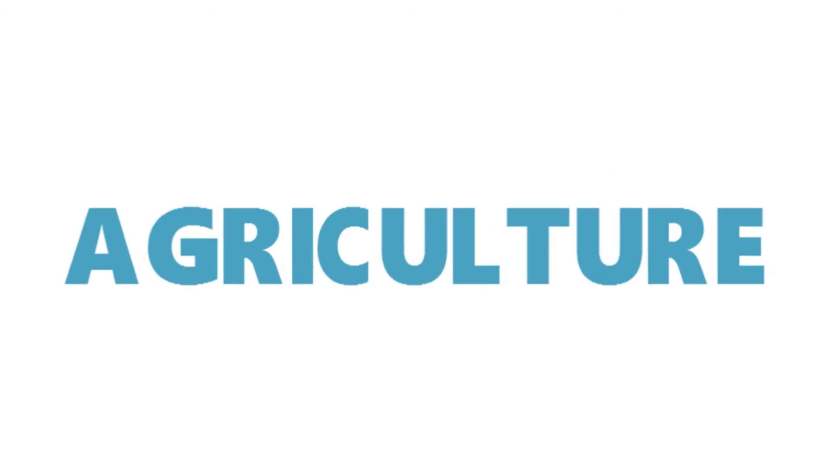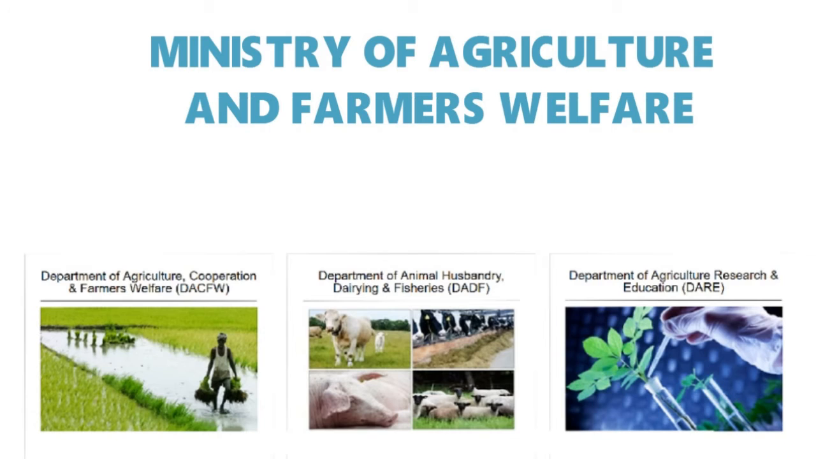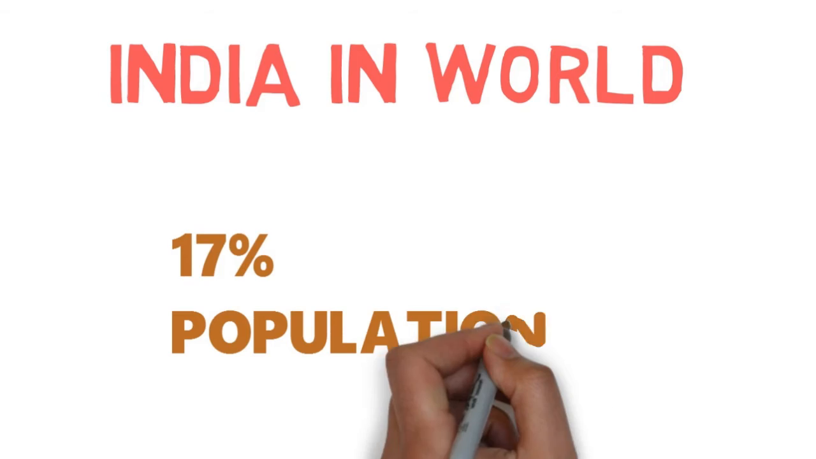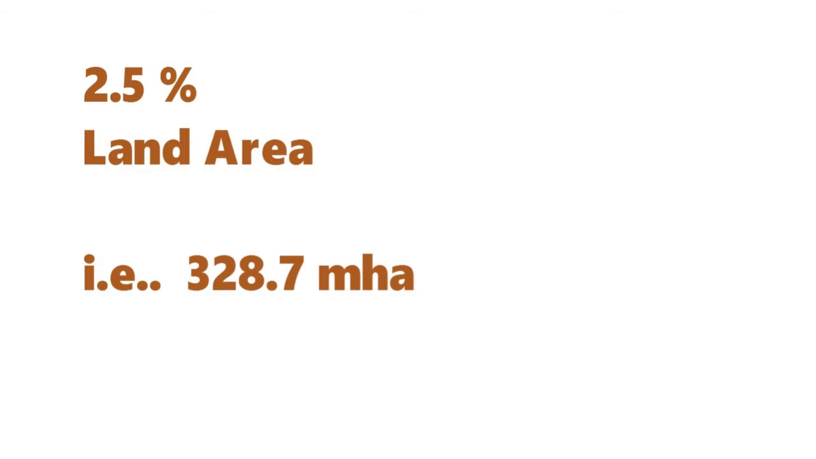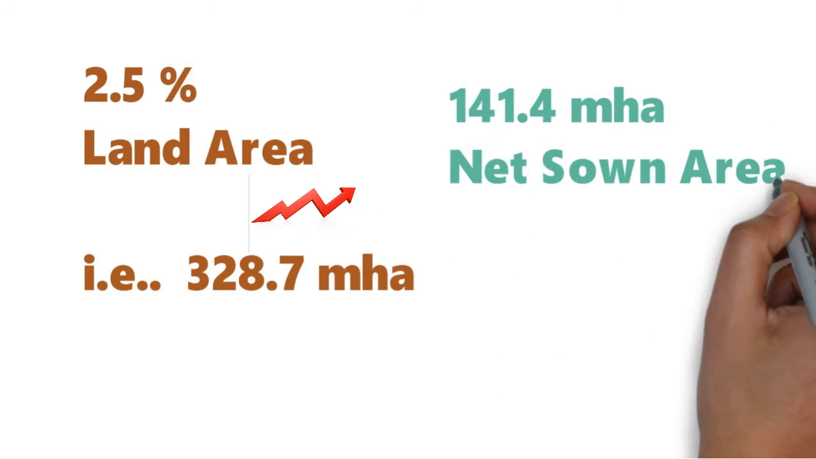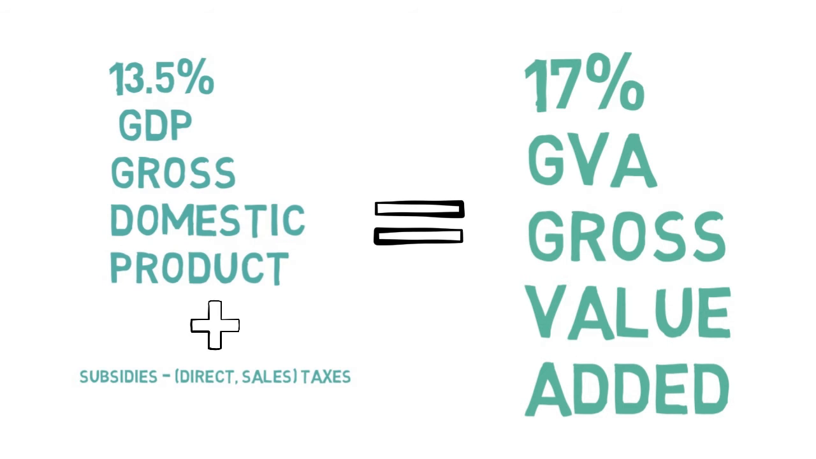Everything about agriculture in India is governed by the Ministry of Agriculture and Farmer Welfare under Dr. Radha Mohan Singh. The ministry has 3 departments under it. Now talking of India, with 17% of the world population and 4% of the world water resources, it has a meager 2.5% of land, and around 43% of this is the net sown area with a cropping intensity of 142%. Agriculture plays a vital role in India's economy. 55% of the population is engaged in agriculture and allied activities and contributes around 17% of the country's GVA, gross value added, or rather say 13.5% of India's GDP.